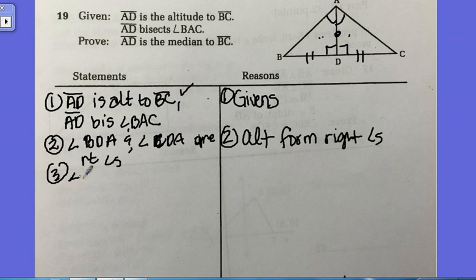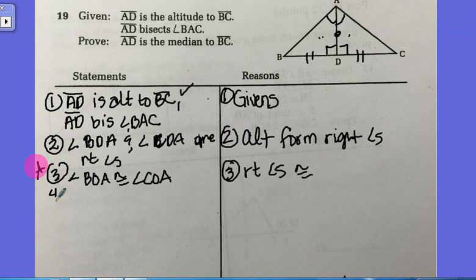For statement 3, I'm going to state that they're congruent because I am going to use angle side angle. So angle BDA is congruent to angle CDA, right angles congruent. And we have our first angle. Moving on, we have statement 4. I'll go ahead and do the reflexive property. We don't have to do it, but I'm going to go ahead and say AD is congruent to itself. There's your reflexive property.